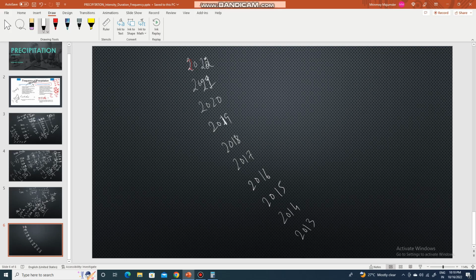So the peak rainfall of the last 10 years is given to you. These are all arbitrary values. So 135, then 100, then suppose 105, then 250, then 200, then 190, then suppose 350. So all the peak rainfall of the last 10 years is given. Correct? All of them is expressed in the unit millimeter.